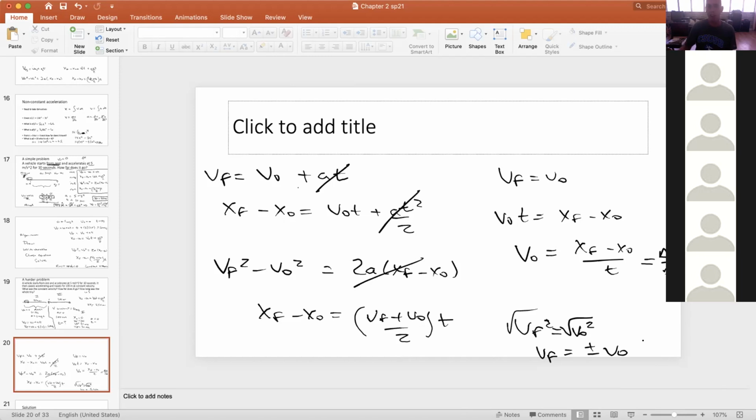That's a little bit different than what this is saying. And here, in this equation, if v final and v initial are the same, then we'll just call them v. We get 2v. So we get v t is x final minus x initial. So when you have constant v, a is equal to 0, and the only equation you really have is that v is equal to x final minus x initial over t.